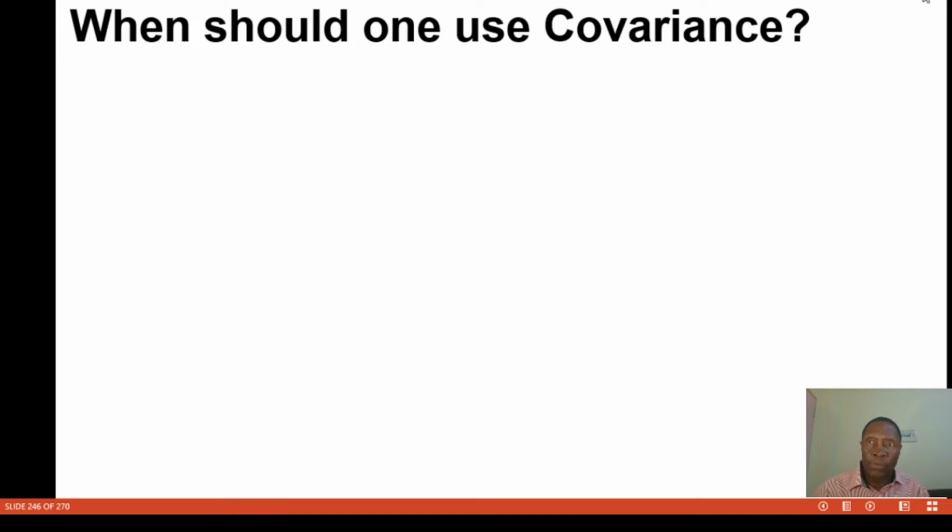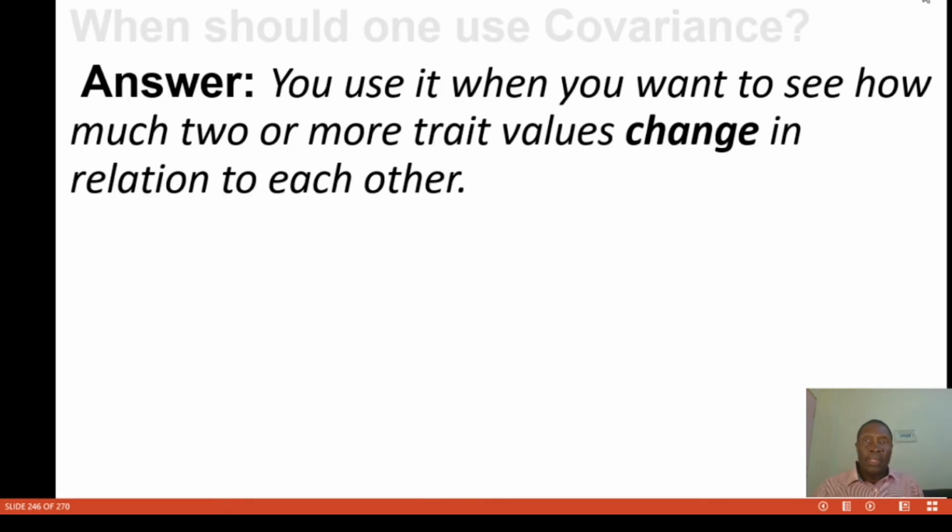And so the question is, when should one use covariance? And the answer, to help you, is we use it when we want to see how much two or more trait values change in relation to each other.